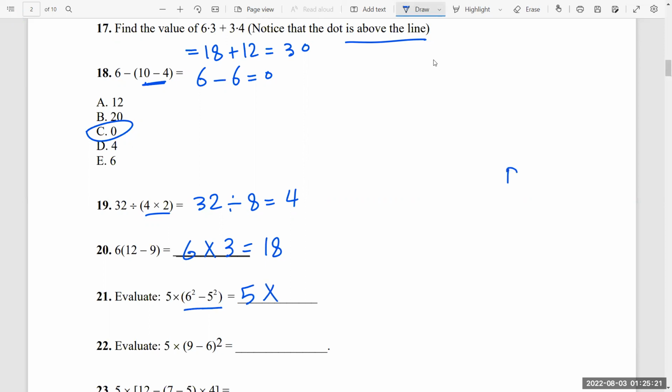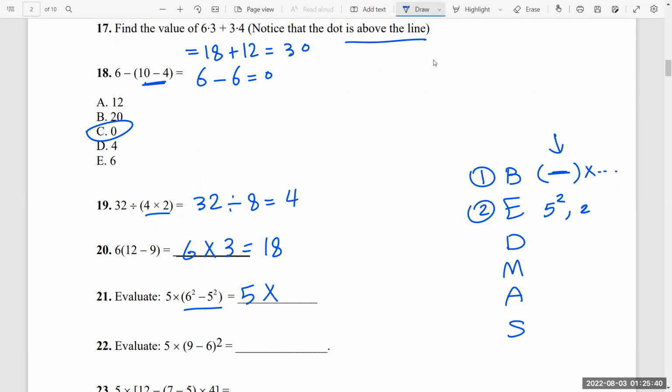The order of operation, BODMAS. If you have a lot of operations, number one, the bracket. If you have something inside the bracket, you have to do the operation inside the bracket first before you do the operations outside. Number two, if you have an exponent like 5 squared, 2 power 3, something like that, you have to do it first. Step number 3, divide and multiply from left to right.